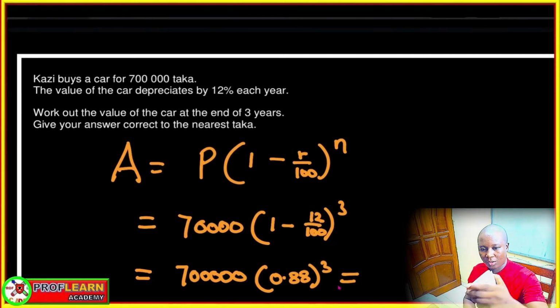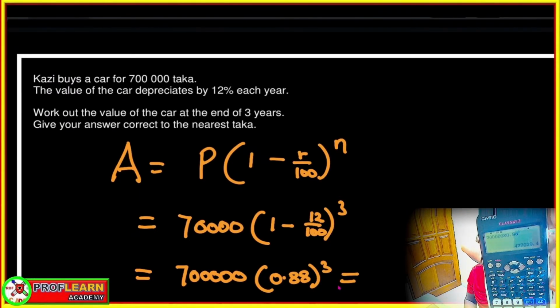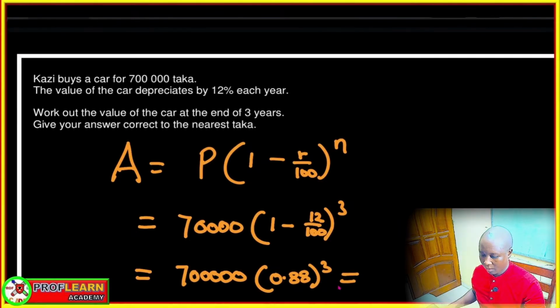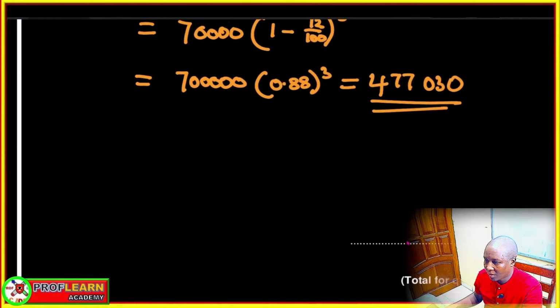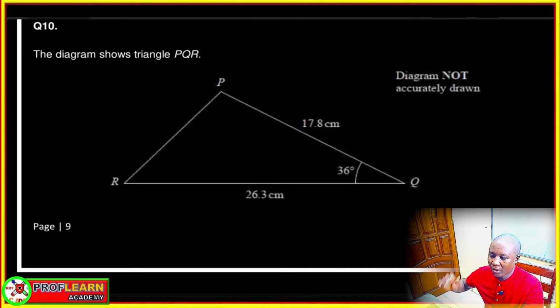This is going to translate to 4,770,30.4, so we can put that in, and that is exactly what we're going to get as 4,770,30 takas. So if you're going to be given a question with depreciation, this is how to work it out. If you're going to be given a question with appreciation, remember you are going to use plus for appreciation. All right, moving to question number 10.